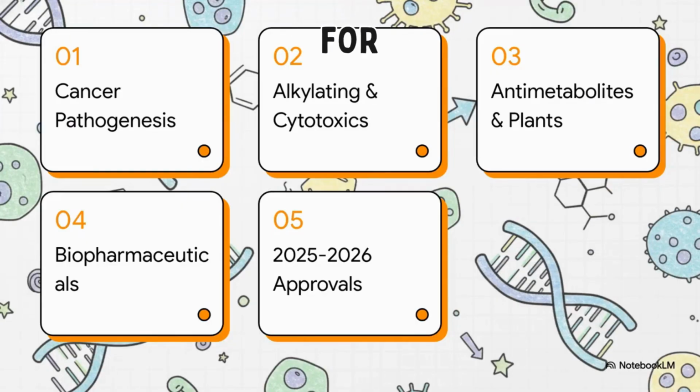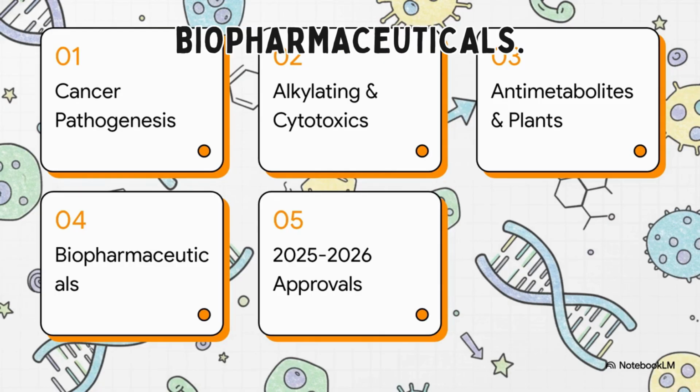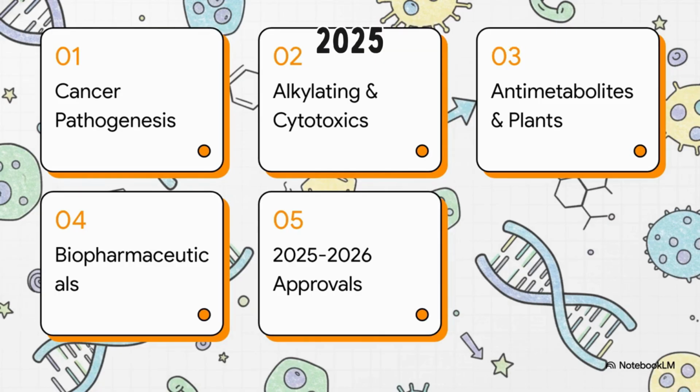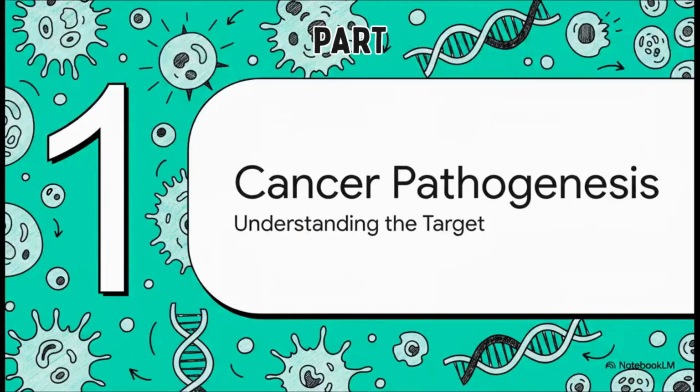So here's our agenda for this explainer. First, the pathogenesis of cancer. Second, alkylating agents and cytotoxics. Third, antimetabolites and plant derivatives. Fourth, targeted biopharmaceuticals. And finally, those exciting 2025 and 2026 oncology approvals. Let's get to it. Part 1.